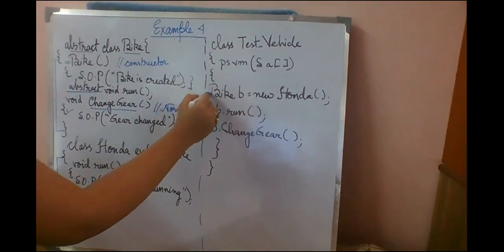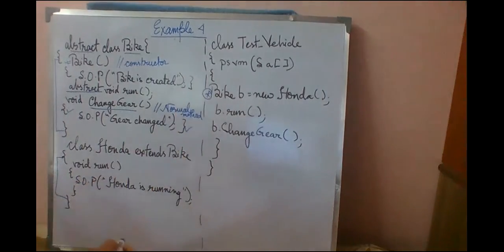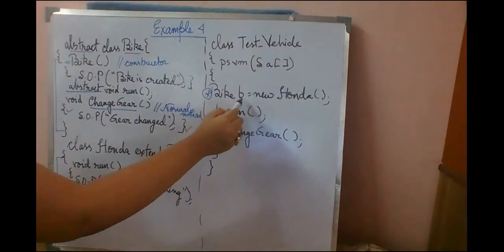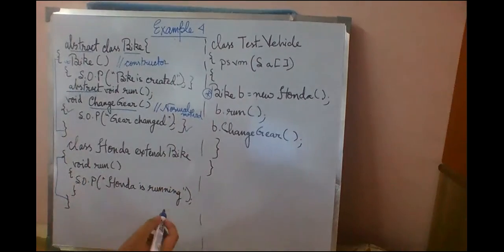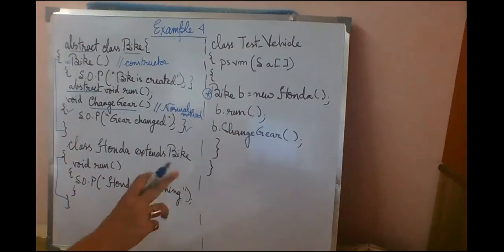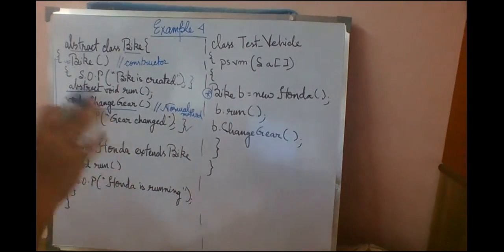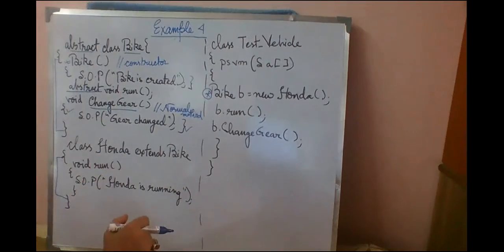Next, inside class test vehicle, we have our main method, public static void main. This is the trickiest part. Bike B equals new Honda. Why am I calling this the trickiest part? I will explain it. You will get a better understanding when we code and make some changes in the code.